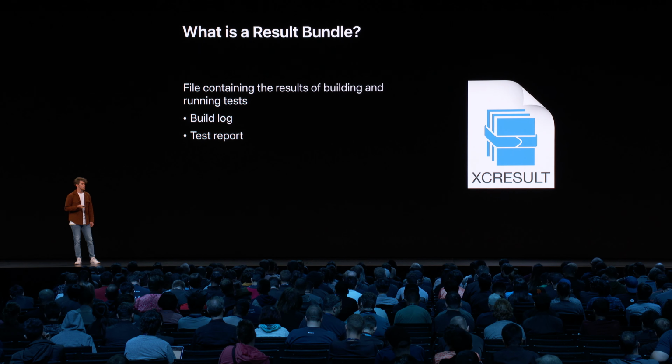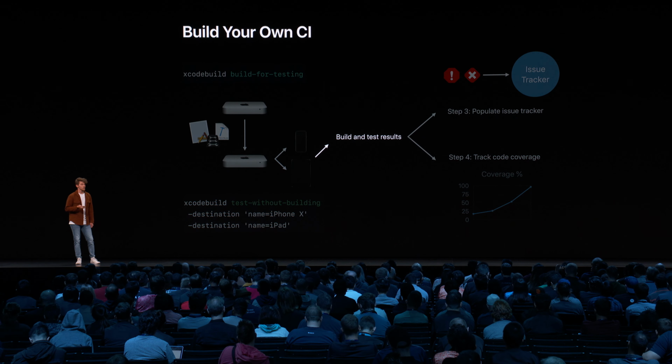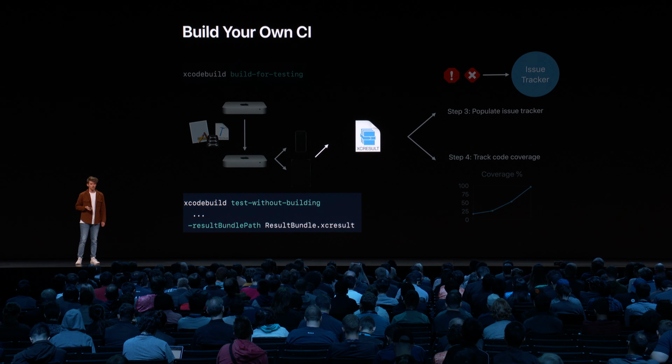So how do you produce a result bundle? Just pass the result bundle path option to Xcode Build. Now that we know how to produce a result bundle, we can fill in another missing piece in our story. We'll add the result bundle path option to our Xcode Build invocation to start producing those build and test results.